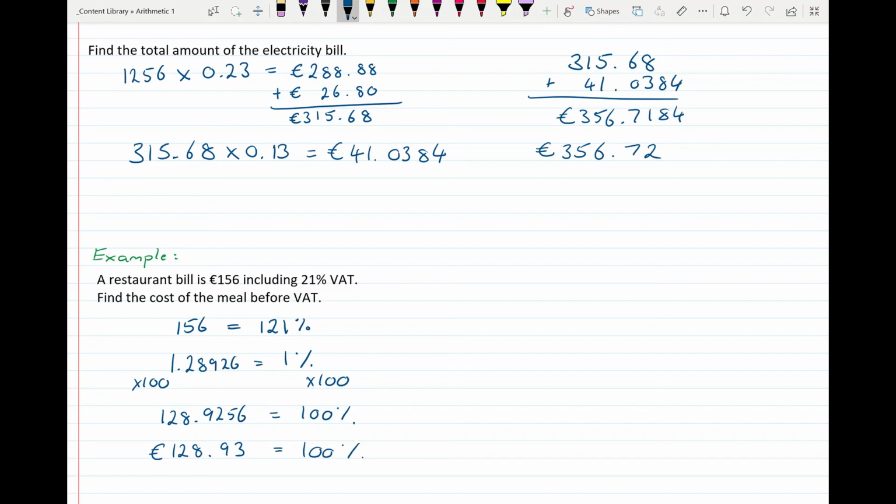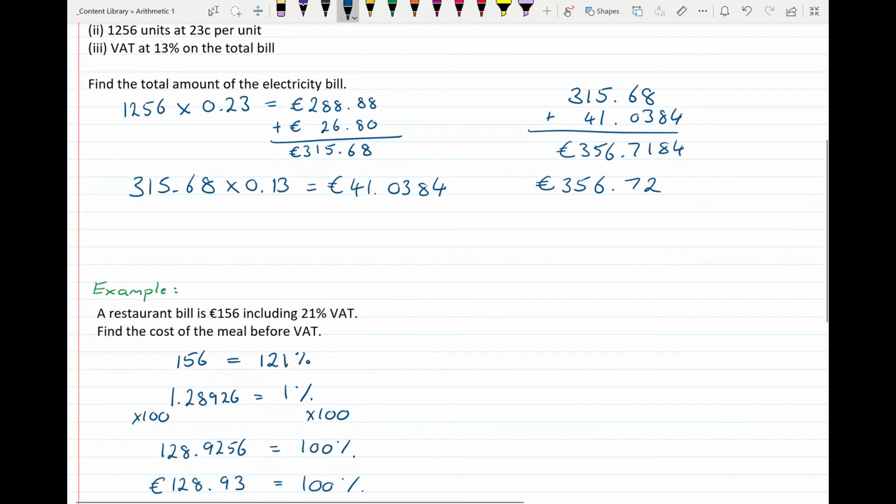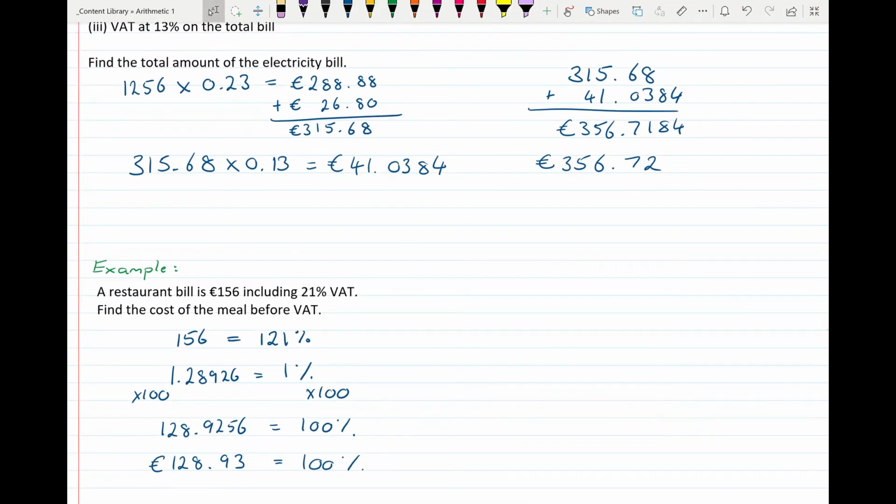That was calculating VAT, where you could be asked to calculate a bill or to work backwards once the VAT has already been incorporated.